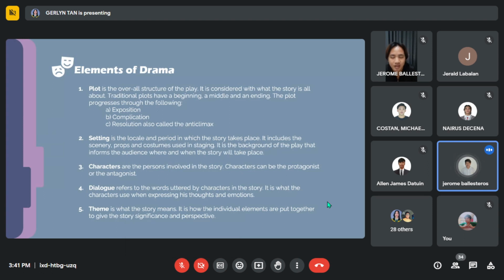First part is the exposition. Okay? Pag sinabi nating exposition, it's the part wherein it introduced the setting of the story. Aside from the setting, it introduced the characters, especially the protagonists of that certain story or that certain drama. Okay? Sunod doon kay exposition ay yung tinatawag nating rising action.